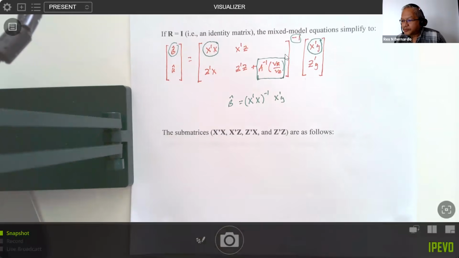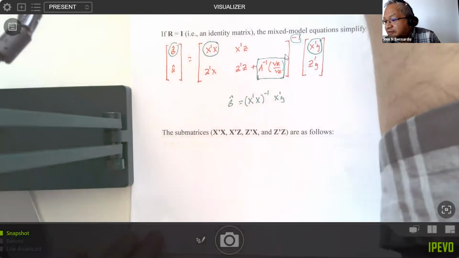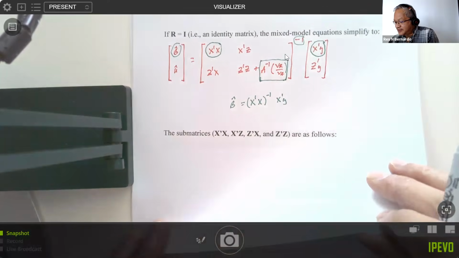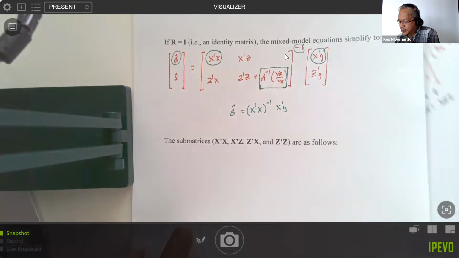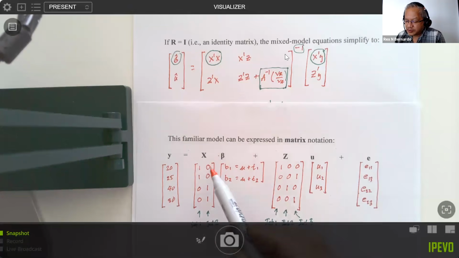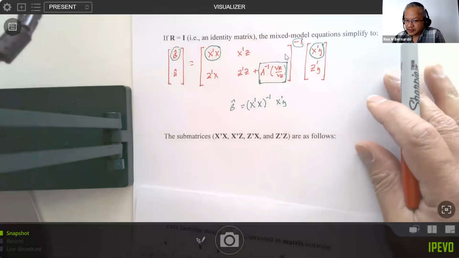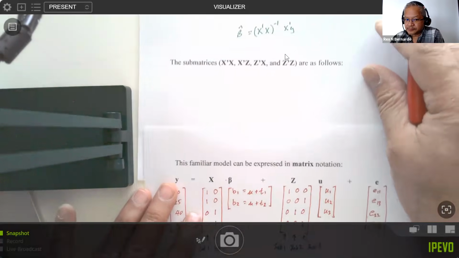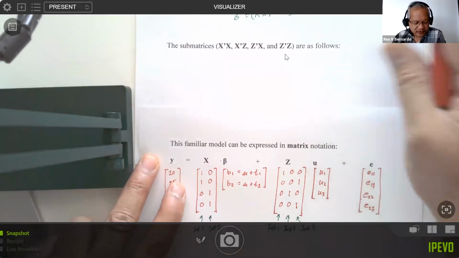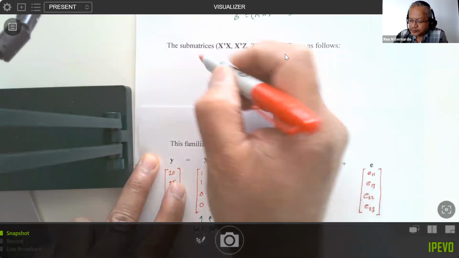Okay, so the submatrices, we'll begin to build them. Let me see if I can still find my previous sheet of paper here. Where is it? Here it is. Okay. So we built our X matrix here, and now we can begin to build these submatrices. Let's start with X prime X.